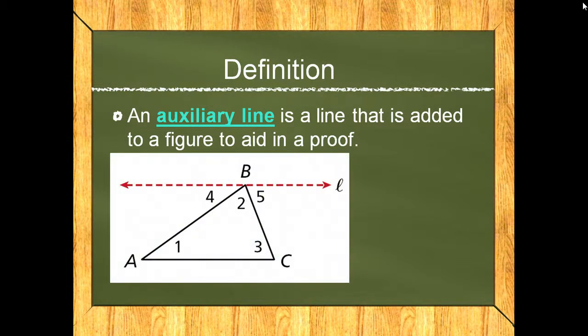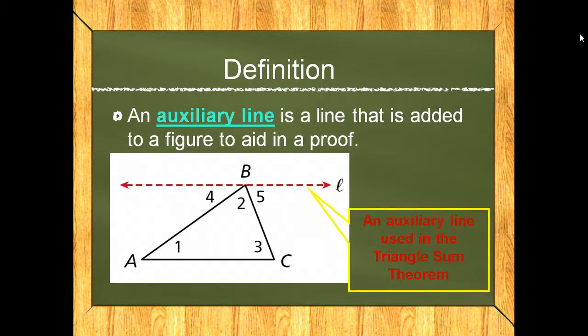For example, we have line L that we have drawn, and this is used in the Triangle Sum Theorem. This way we have two exterior angles, 4 and 5, that we can work with in order to find values.